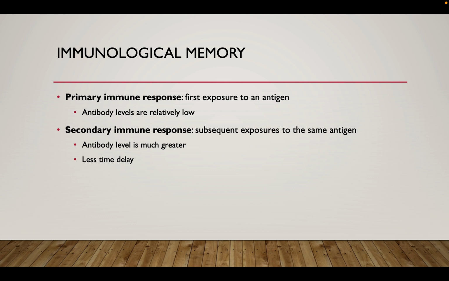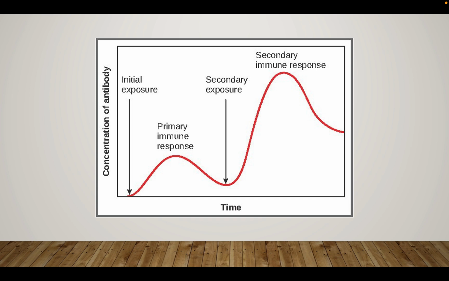This graph is a really important graph. You can see there is an initial exposure down here. You have your response, the primary response. Then your antibody levels will drop off. The second time you encounter it, your antibody levels are already higher than they were the very first time before you were initially exposed. The second time you get exposed, you see a very sharp and drastic increase for our secondary immune response.